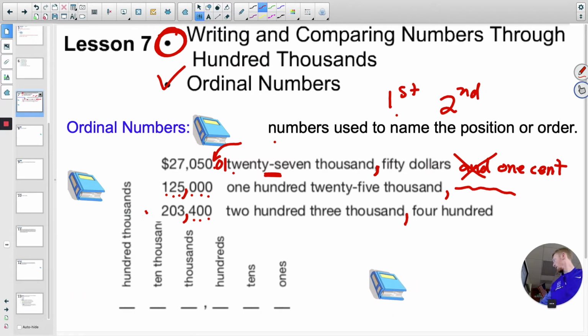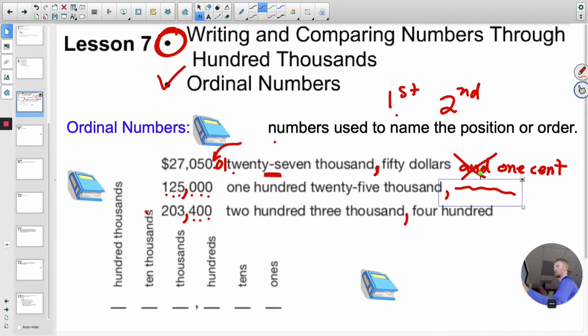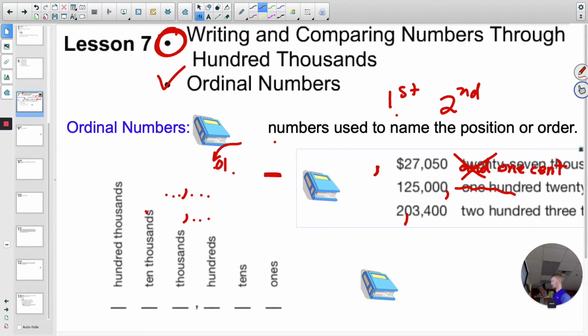And then lastly, you have place value, which you should be familiar with from previous grades. So you have hundred thousands, 10,000s, thousands, hundreds, tens, ones. So we did a lesson on hundreds, tens, and ones. And then the next 3 spots would be thousands, 10,000s, 100,000s.